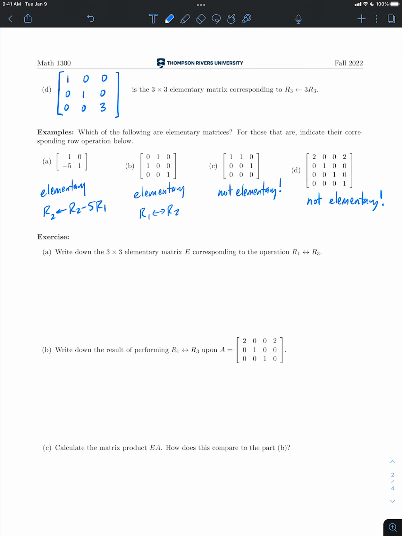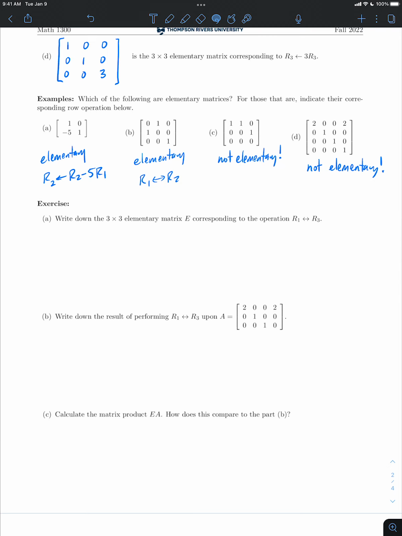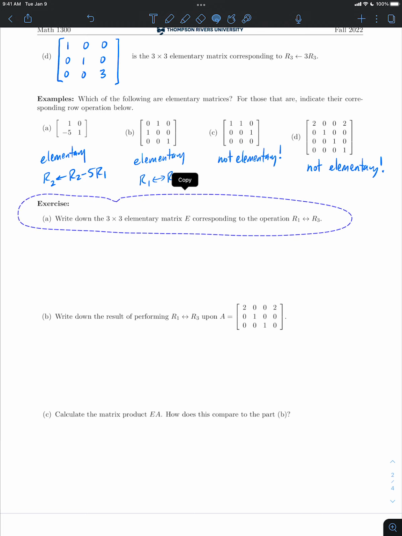Okay? So not every matrix is an elementary matrix, but if they are, they're a square matrix that can be obtained from the identity matrix in a single elementary row operation. Okay, so now we're going to go through another bit of an exercise here. So what are we asked to do? Write down the 3x3 elementary matrix, giving it a name, call it E. Quite often that's what you do. Capital E is often used for elementary matrices.